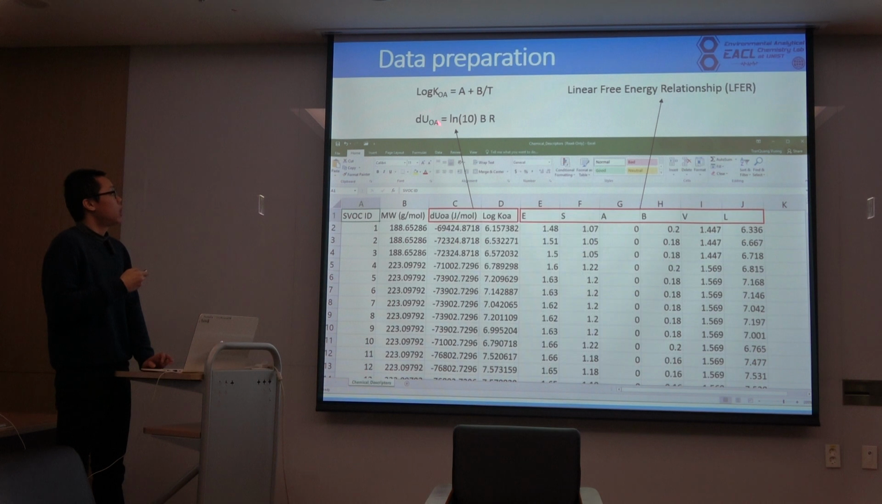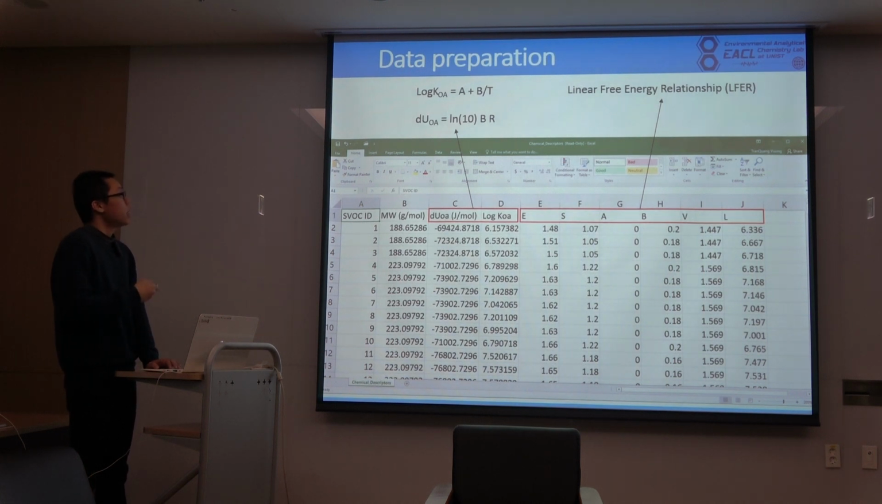For the first one, the log KOA here can be calculated by this equation, A plus B over T. T is the ambient temperature. A and B are the intercept and slope, and you can check these values from the previous study. For this column, this is the internal energy. The delta UOA can be calculated as the natural logarithm of 10 multiplied by B and R. B is here, and R is the gas constant. For this approach, you can also check the value for delta UOA from the previous study.